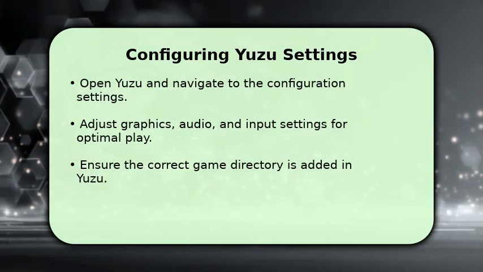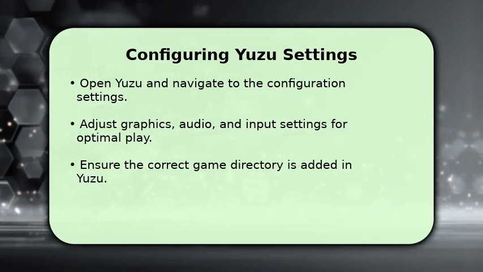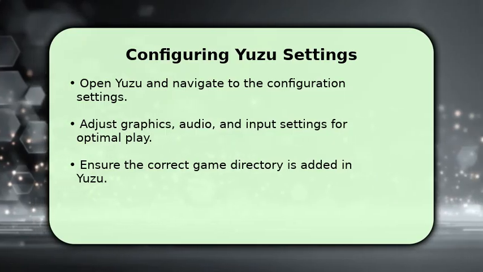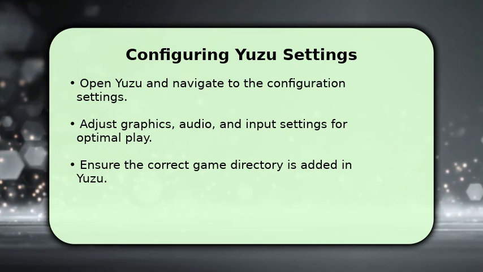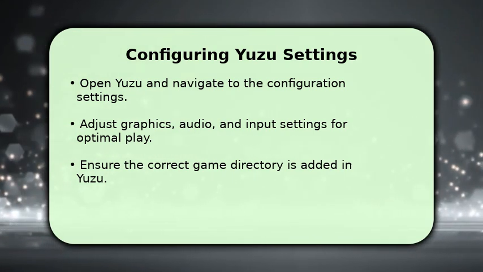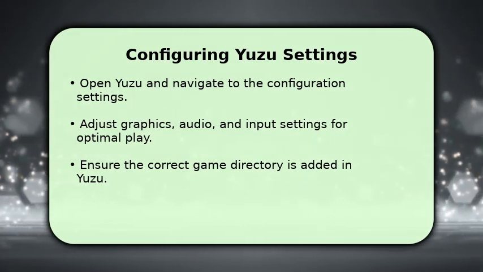Now, open Yuzu and access its configuration settings. Here, you can fine-tune various options like graphics, audio, and input controls to enhance your gameplay. Make sure to add your game directory so Yuzu can locate Mortal Kombat 1. Experiment with different settings to find the best balance between performance and visual quality for your system.